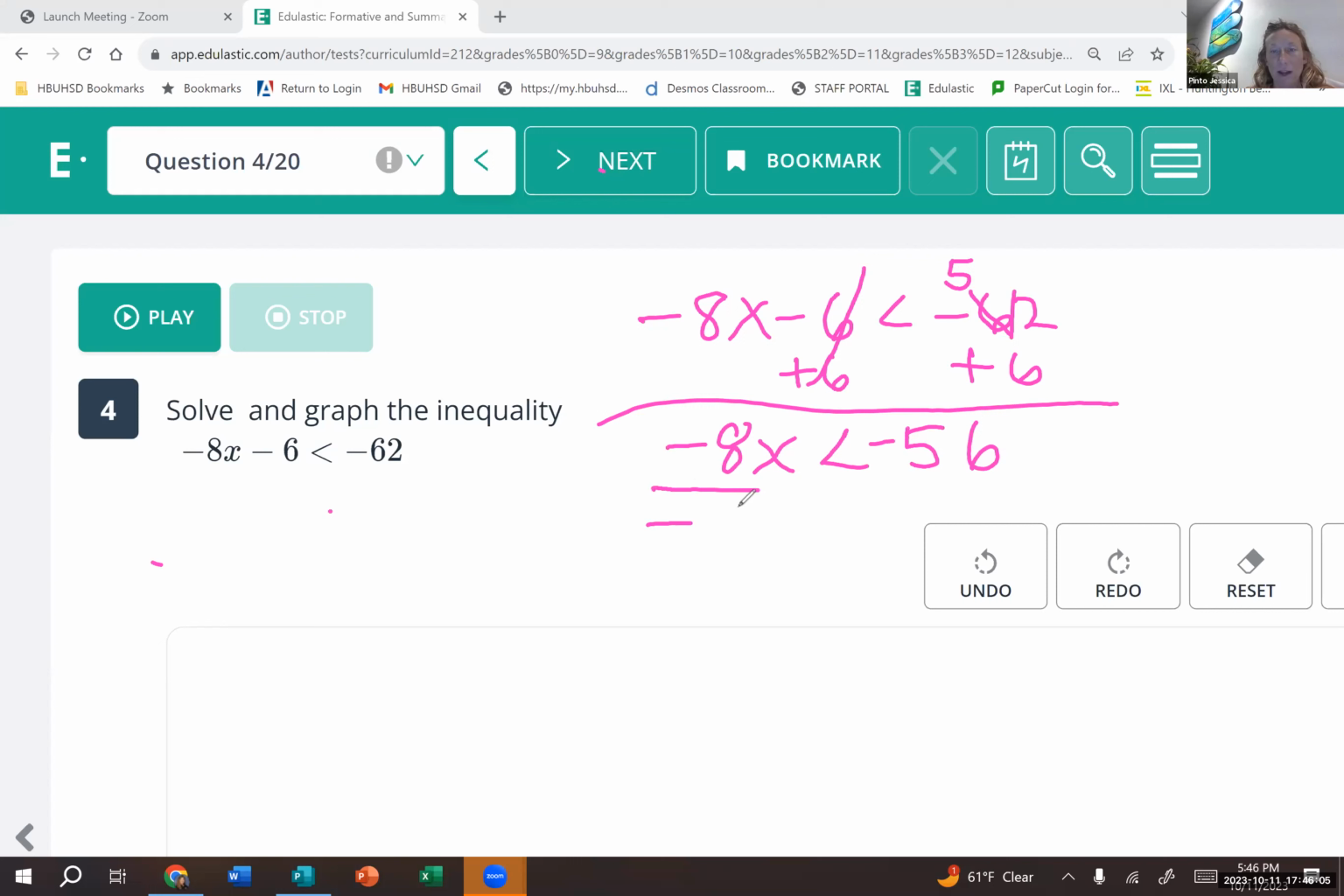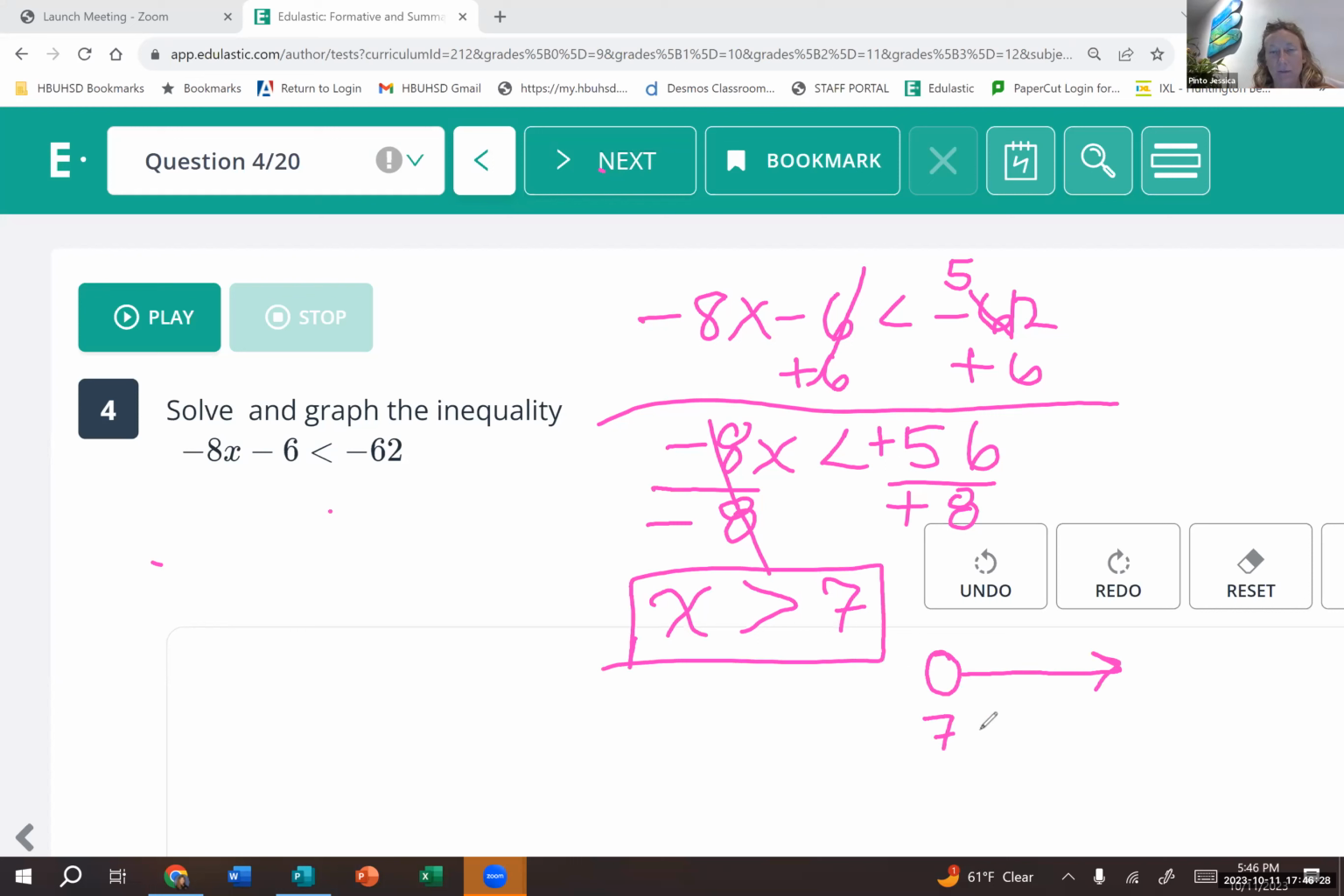Then we're going to divide by negative 8. So dividing by a negative means we change the direction of the inequality sign. And a negative divided by a negative is positive, and this is going to be 7. So this one's going to have an open circle pointing towards positive infinity. And we're going to put that right at 7. Super fun.